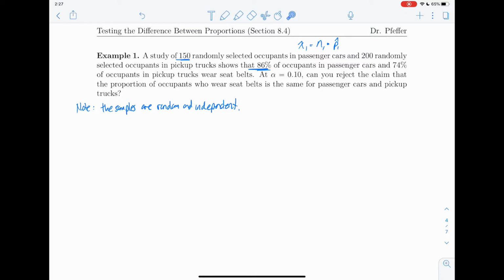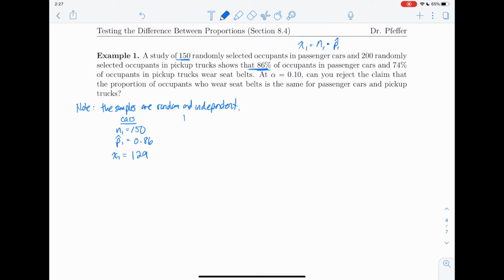If you want to organize this, I suppose you could build a tiny table out of it. We could put cars here. We could observe that n1 is 150. The p1 hat is 0.86. It's the decimal representation of 86%. And so their product, x1, is of course equal to 129 if we compute it.